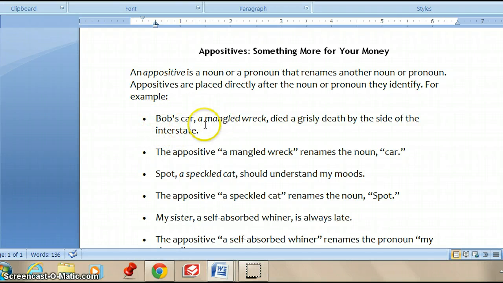Bob's car, comma, a mangled wreck, comma, died a grisly death by the side of the interstate. The appositive, a mangled wreck, is going to rename the noun car. Notice wreck is a noun and it's renaming car as a noun. The next example sentence: Spot, a speckled cat, should understand my moods. A speckled cat, cat is the noun that is renaming Spot.